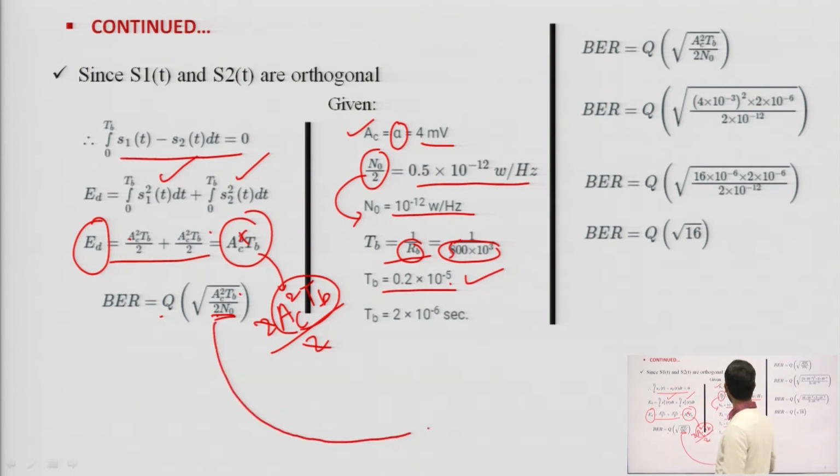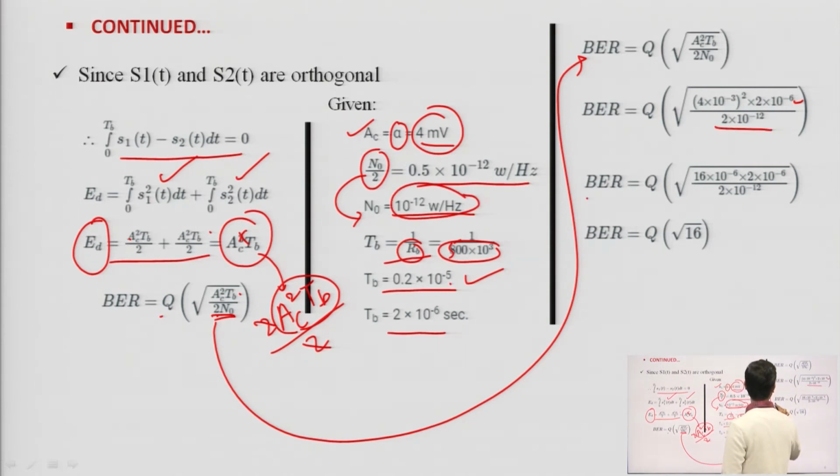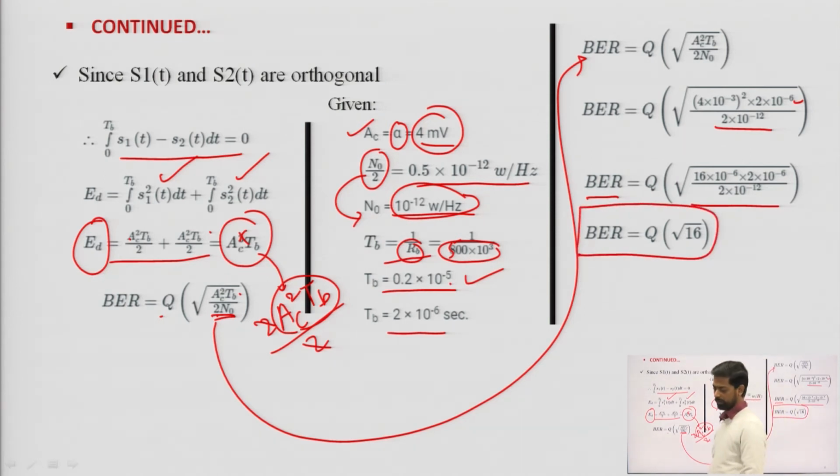So now I can write Pe equal to Q times Q of AC square TB by 2 N naught. So AC square, your AC is nothing but 4 into 10 to the minus 3, that is millivolt, squared, multiplied by TB. TB is nothing but your 2 times 10 to the minus 6, and divided by 2 times N naught. 2 times your N naught is your 10 to the minus 12. Okay. Now I can get Pe as this much, and this is Pe equal to Q times root over 16. Okay.